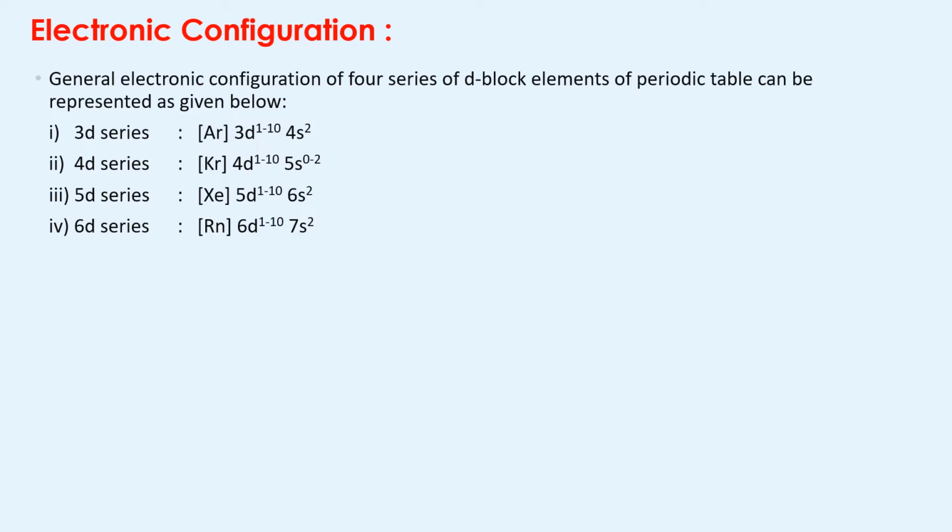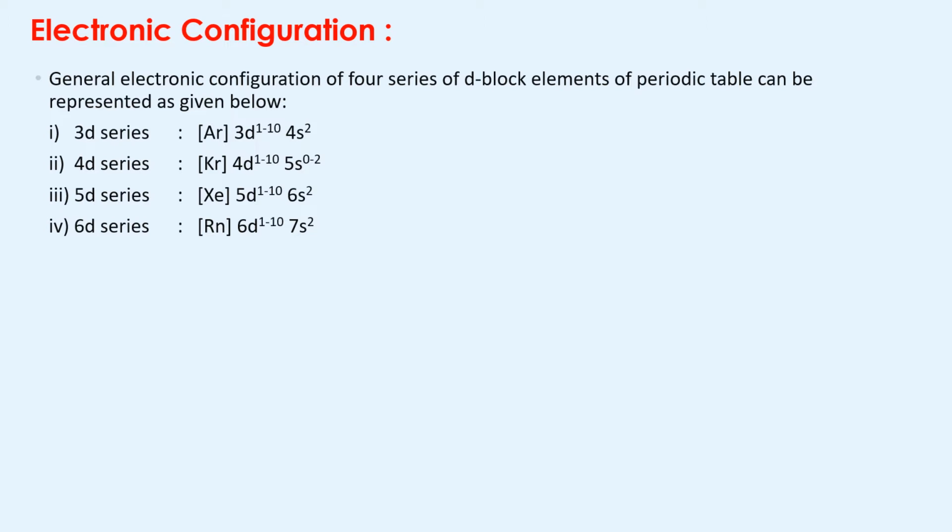As you know, the general electronic configuration for any transition series is nothing but (n-1)d 1 to 10 electrons, which can be accommodated, and ns 1 to 2. So see, the first transition series, that is your 3d series. In the 3d series, your ultimate shell will be 4. So for the 3d series, you write argon as your inert gas, then you write 3d 1 to 10 electrons and 4s2. This is for the 3d series.